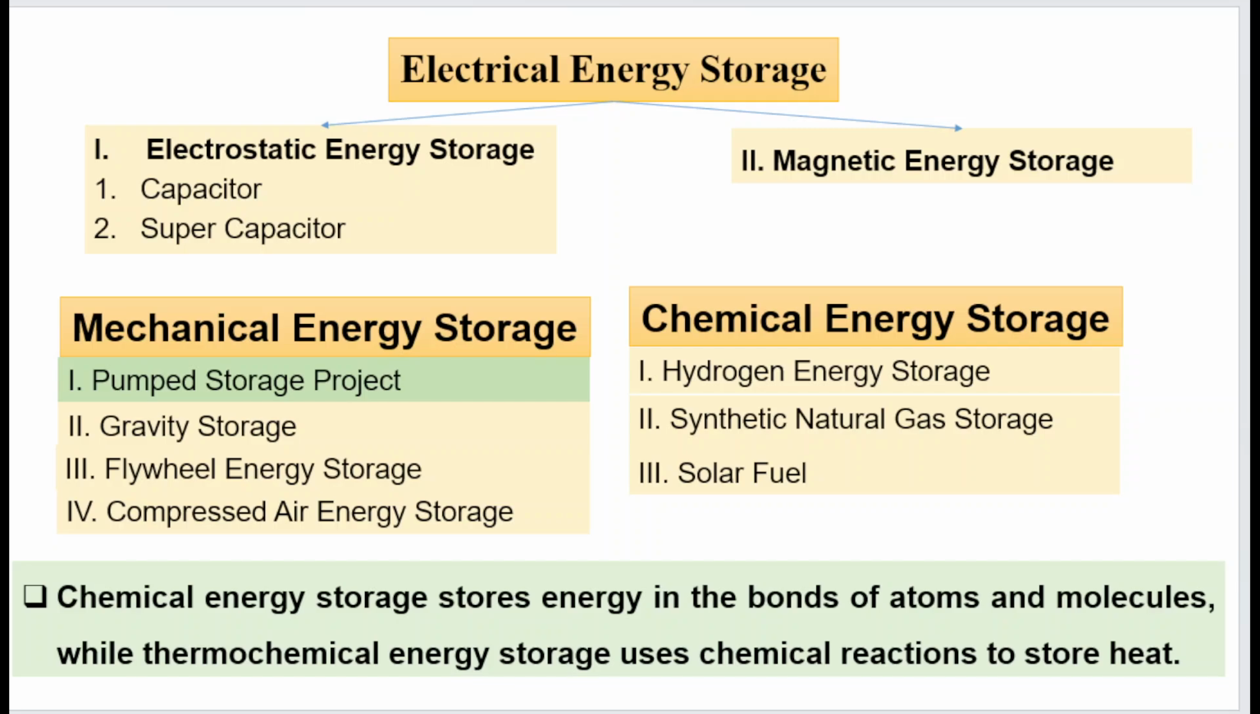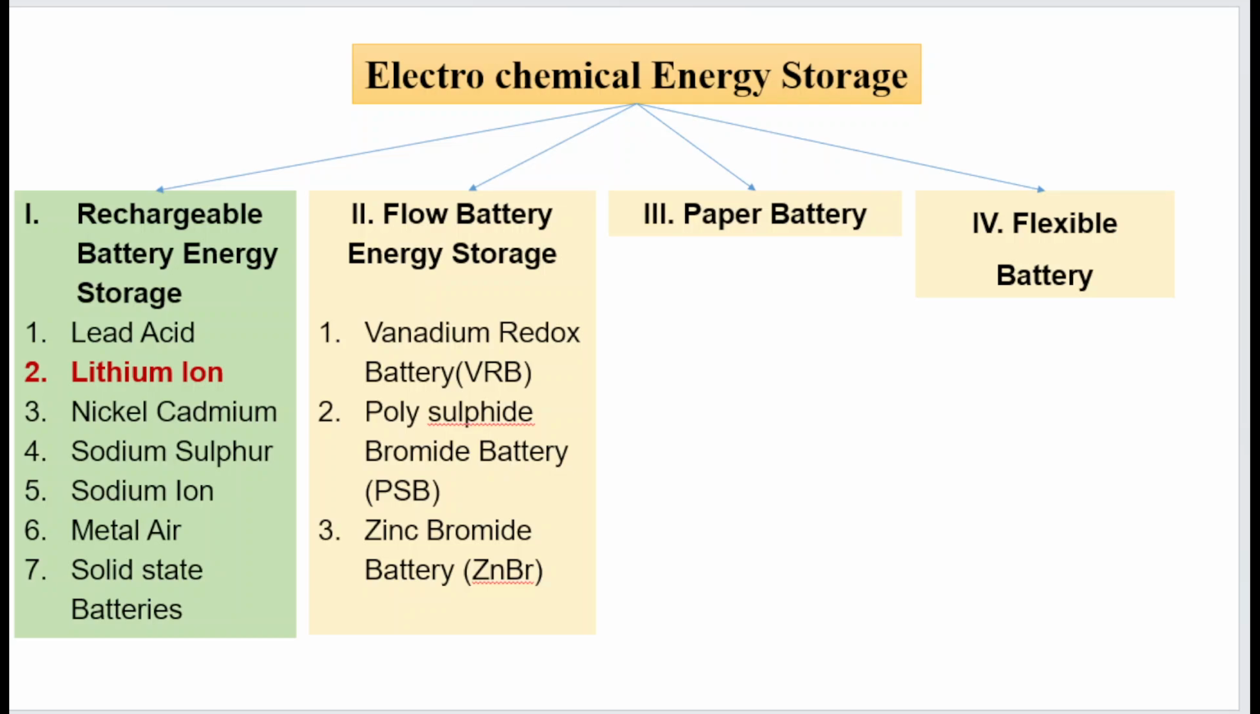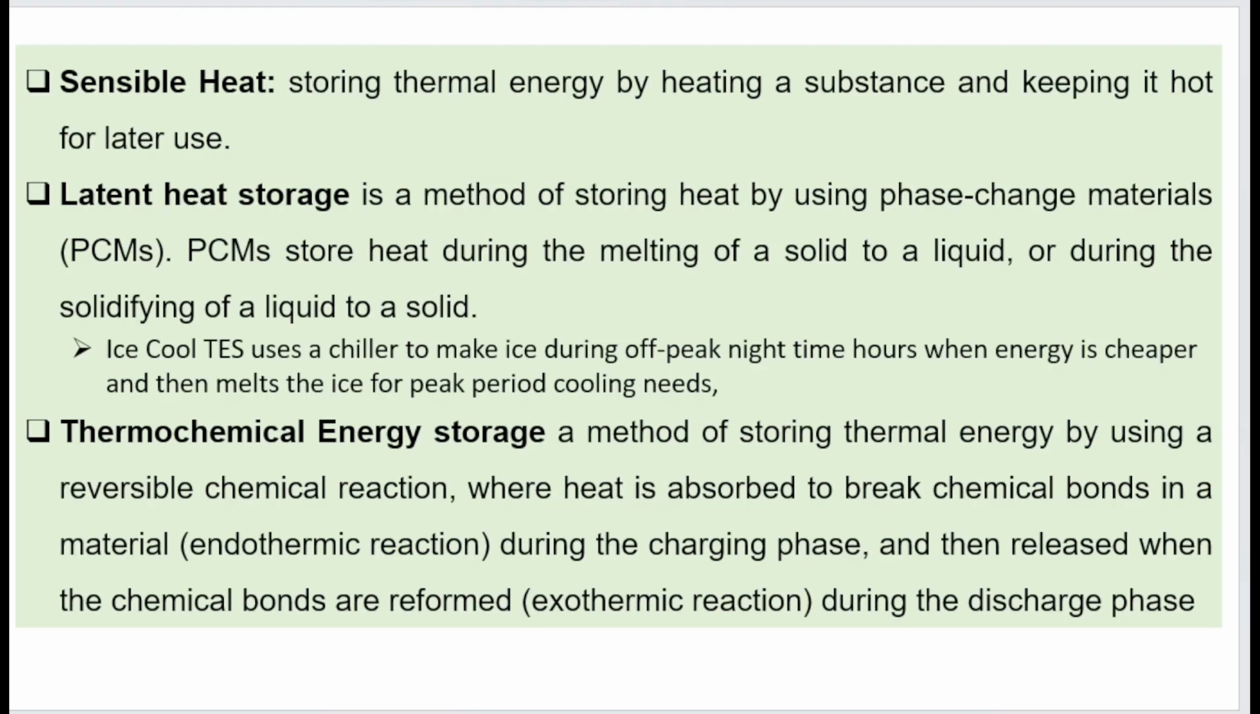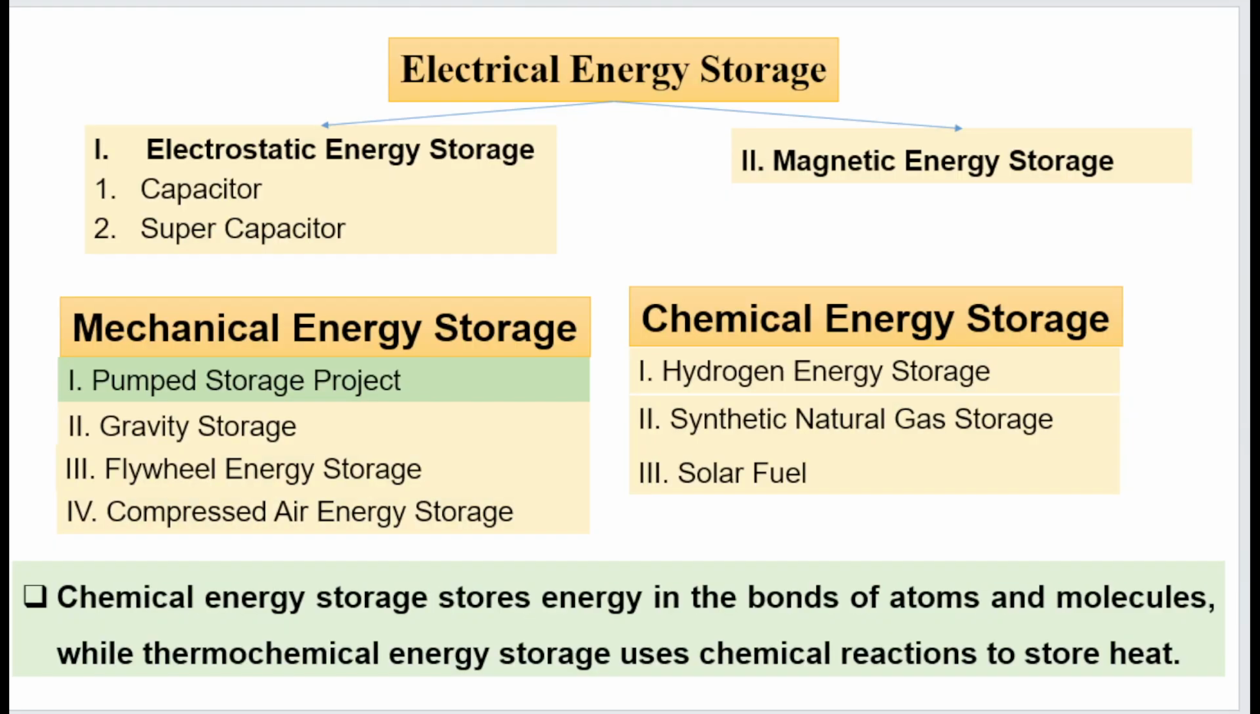Then we have chemical energy storage. Chemical energy storage stores energy in the bonds of atoms and molecules, while thermochemical energy storage, which we saw in the previous slide, uses chemical reactions to store it. That is the basic difference between chemical and thermochemical. So the name is similar, but this is the basic difference. Now electrochemical is there. So we have the lithium-ion battery that falls under this category. Electrochemical is there, then chemical is there, then thermochemical is also there, right?